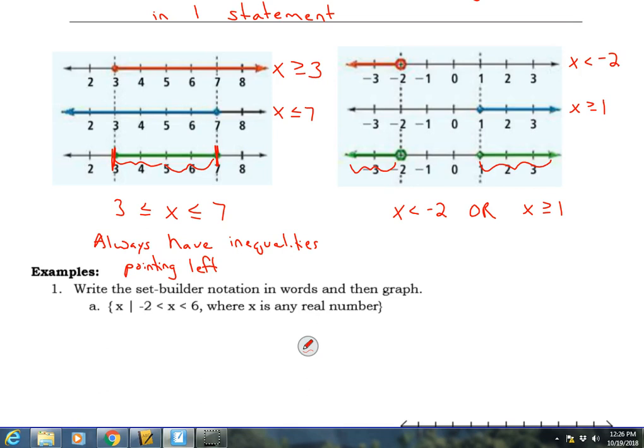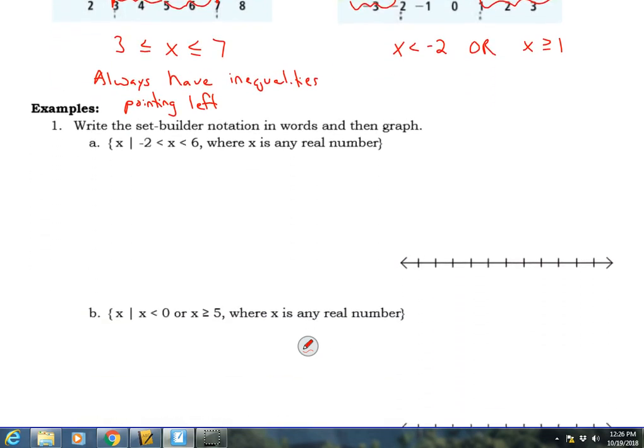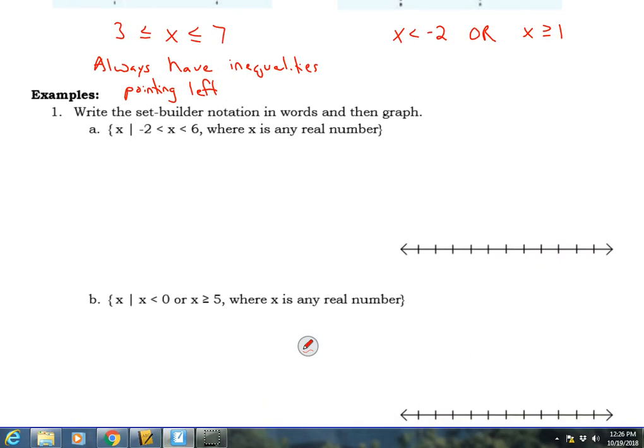So what we have is either a situation where the shading is going to go between two numbers, or the shading is going to go out in either direction. So let's take a look at how these compound inequalities are used. We're going to write the set builder notation in words and then graph. X, now this bar right here means such that. And this is saying that x is in between -2 and 6, and x is any real number.